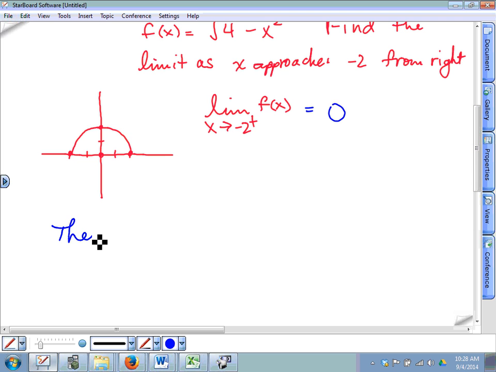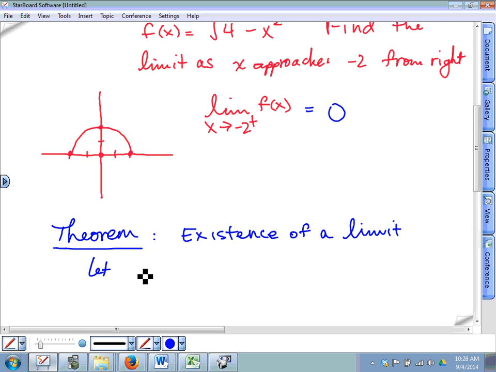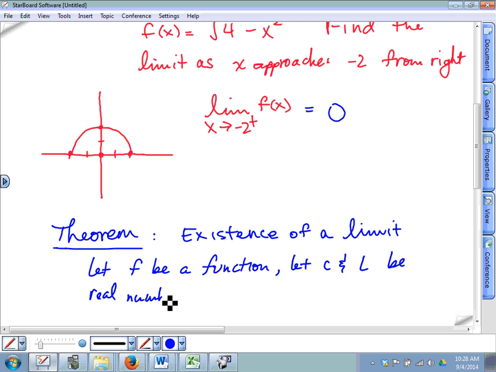Yeah. Okay, here's a theorem. Existence of a limit. We're talking about full-blown limits, limits from either side. We've got to write fast. We've got just a few minutes left. Let f be a function. Let C and L be real numbers.